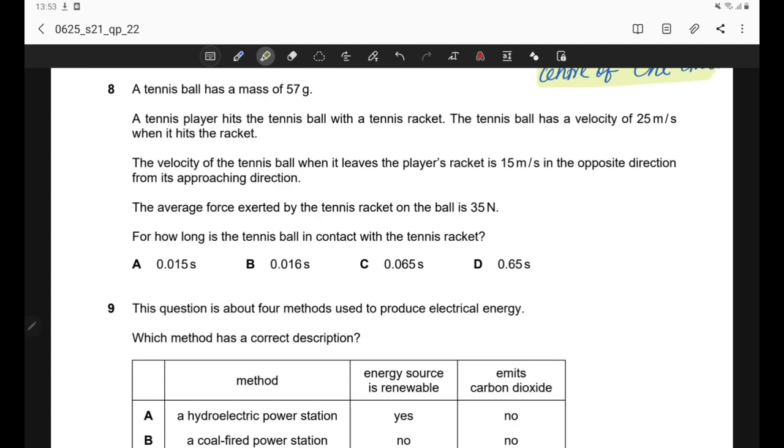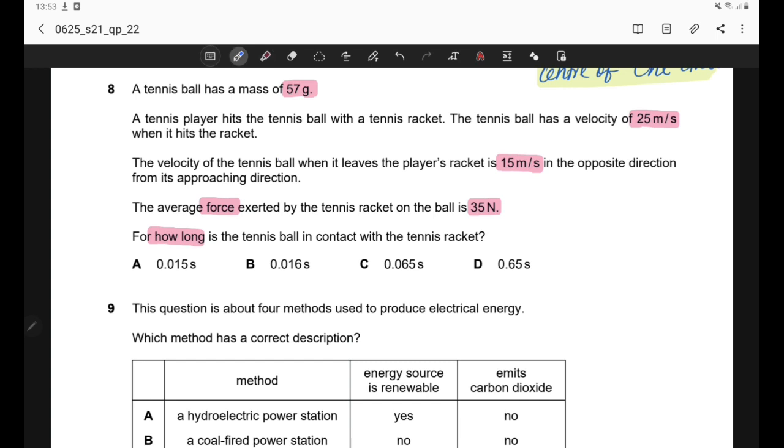Question 8. A tennis ball has a mass of 57 gram. A tennis player hits the tennis ball with a tennis racket. The tennis ball has a velocity of 25 meters per second when it hits the racket. The velocity of the tennis ball when it leaves the player's racket is 15 meters per second in the opposite direction from its approaching direction. The average force exerted by the tennis racket on the ball is 35 Newton. For how long is the tennis ball in contact with the tennis racket?